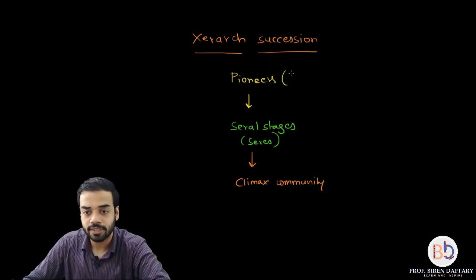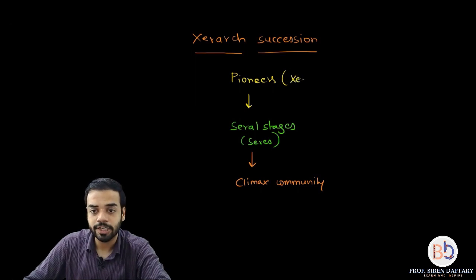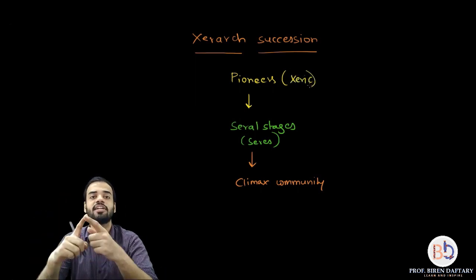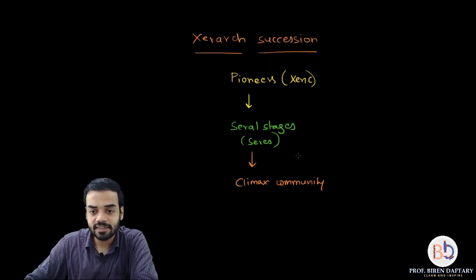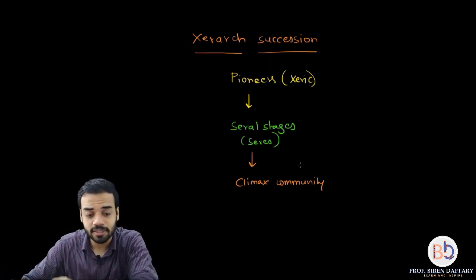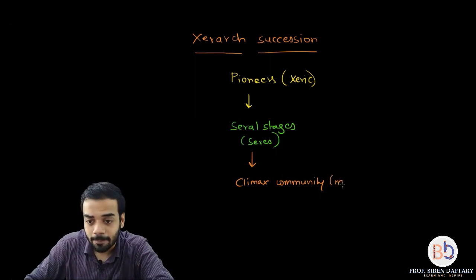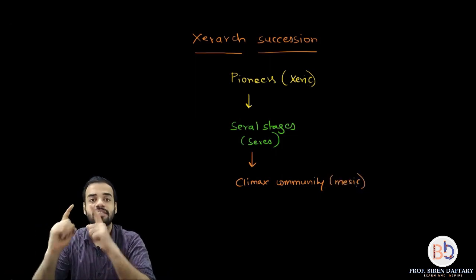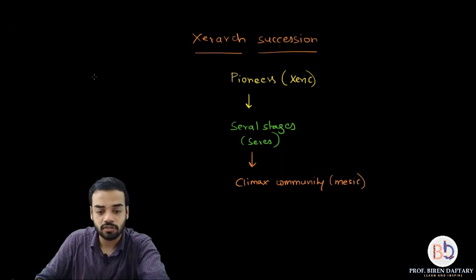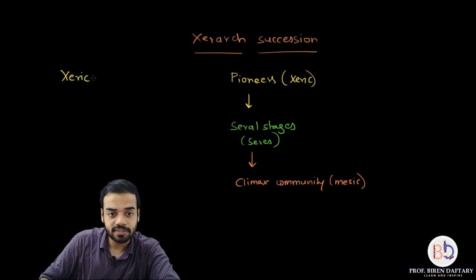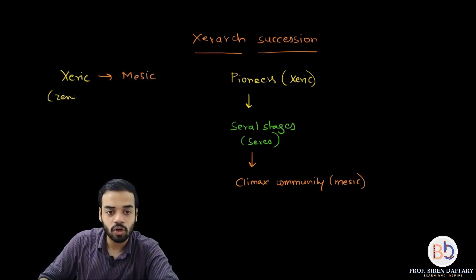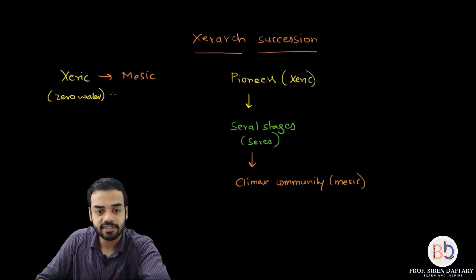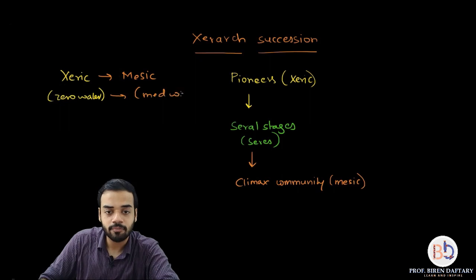Now again, the pioneers are going to start with zero water conditions. So I'm going to write down over here, the conditions are going to be xeric conditions. So when you are starting with zero water, it is called xerarch succession, right? So that is why xeric. Then the seral stages, and when the climax community is established, the conditions become mesic. So when we learn xerarch succession, we have to basically show the conversion of xeric conditions into mesic conditions, or zero water in the surroundings which gets converted into medium water in the surroundings.